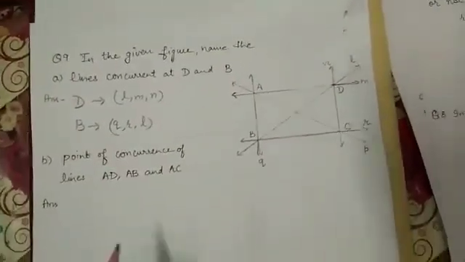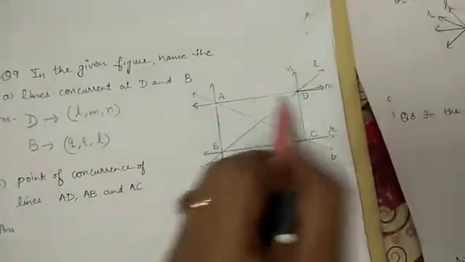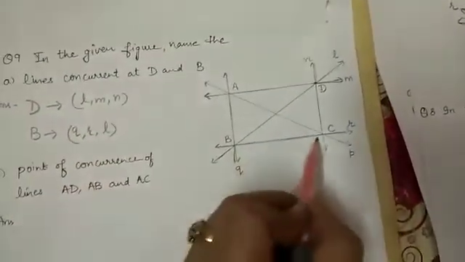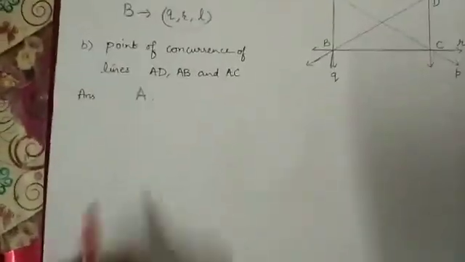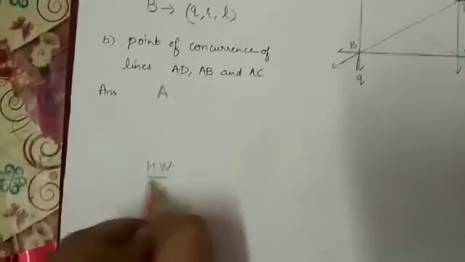Now point of concurrence of lines AD, AB and AC. This is point A. Now your worksheet number 1 is complete.